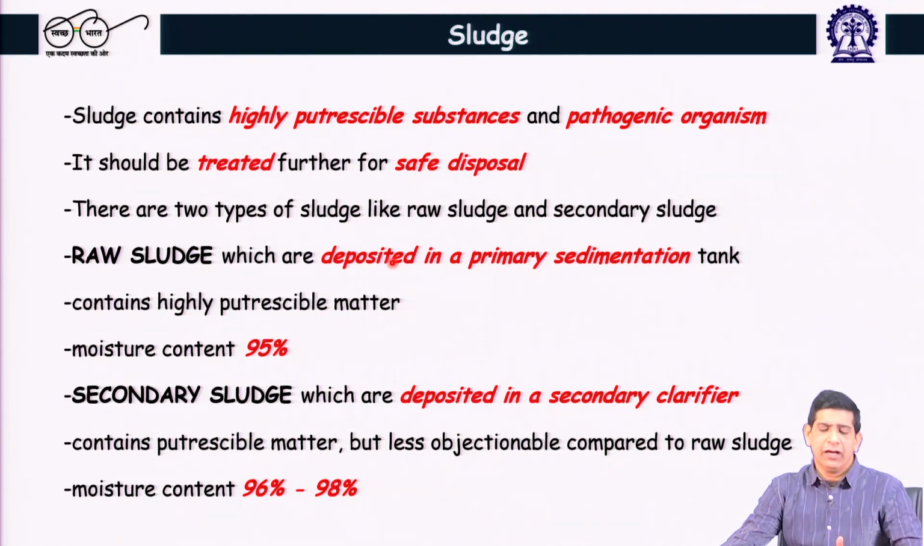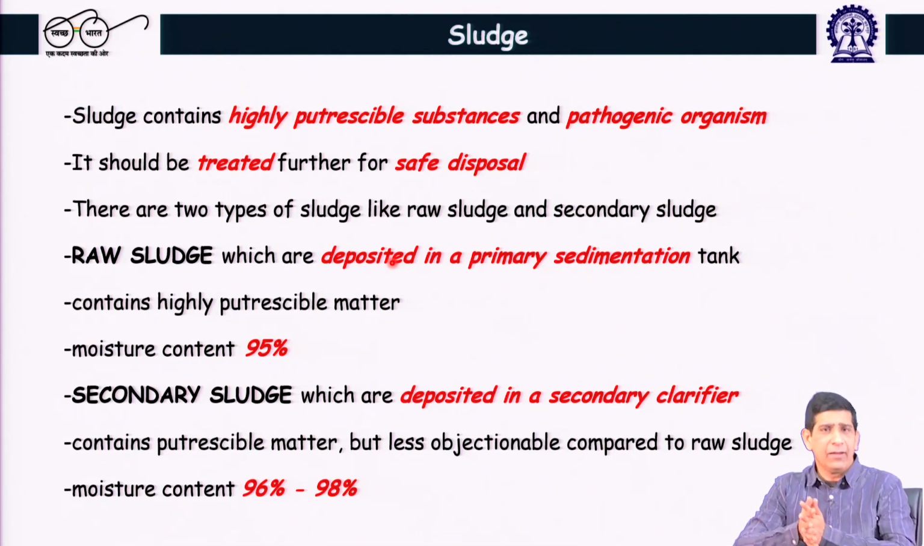The sludge still contains some organic material. It can also have some pathogens, so it has to be treated before final disposal. There are two types of sludge, the raw sludge and the secondary sludge. Raw sludge is what you get in the primary treatment after the primary sedimentation, which we talked about in the previous video on the primary treatment part. The sludge coming out from that is called the raw sludge.